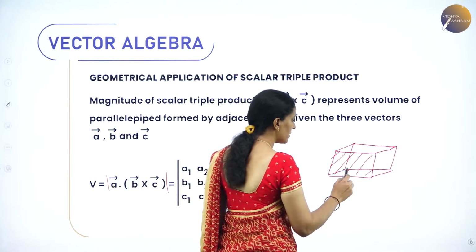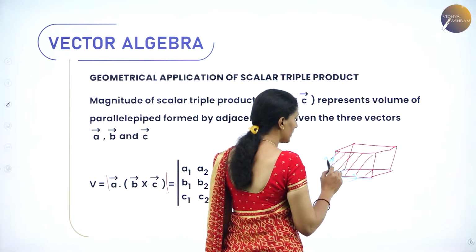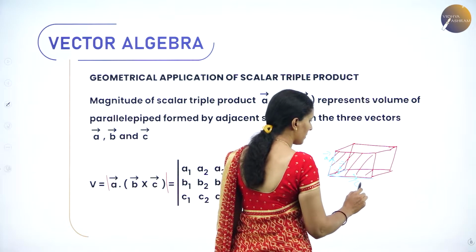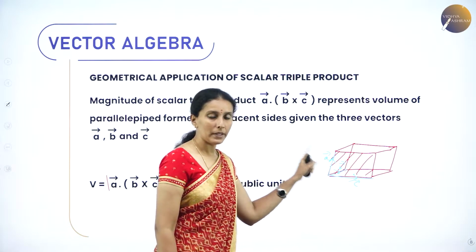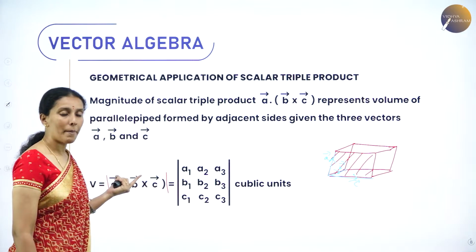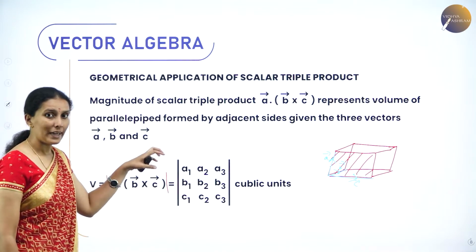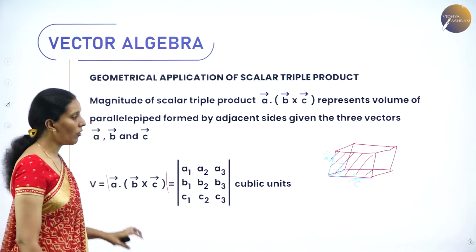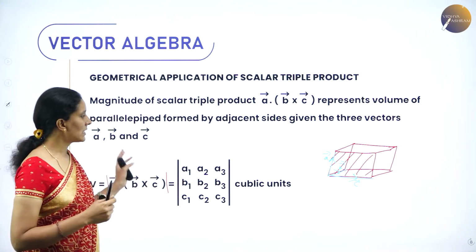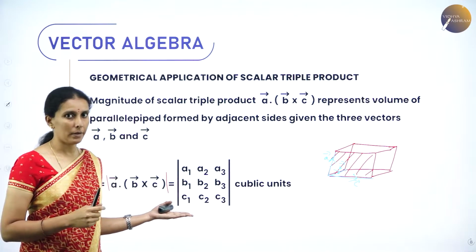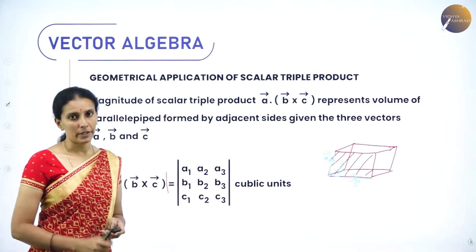So I can say if this is one vector, this is another vector, and this is another vector. Consider these as vector A, vector B, and vector C. If these are the three vectors which denote the edges of a parallelepiped, then the magnitude of the scalar value you get using the scalar triple product always gives you the volume of this parallelepiped. Now how do we express these three vectors? Again in the determinant form. If you expand the determinant, you will get the volume of the parallelepiped in cubic units.